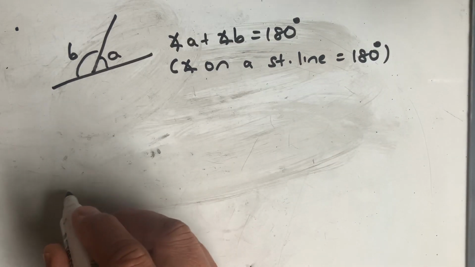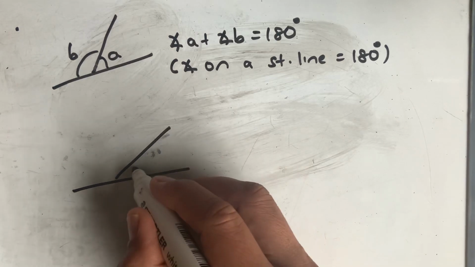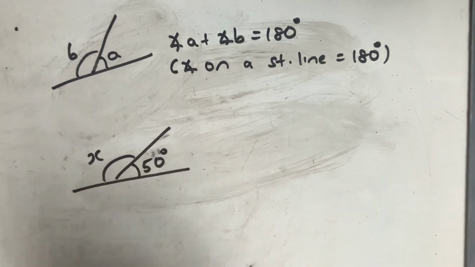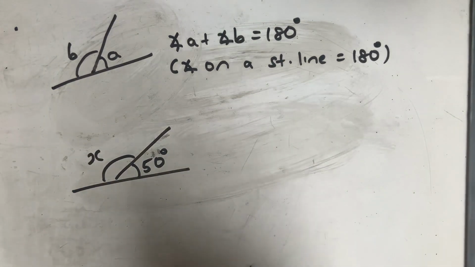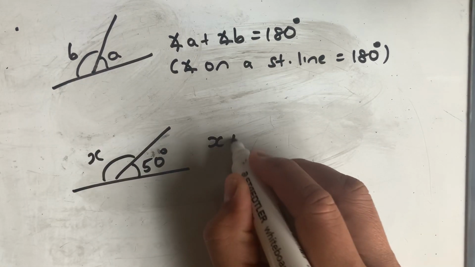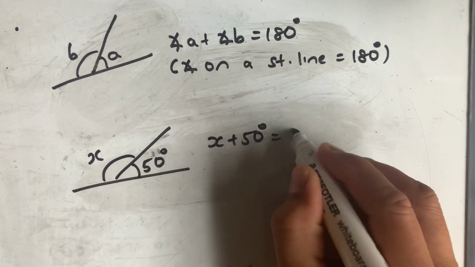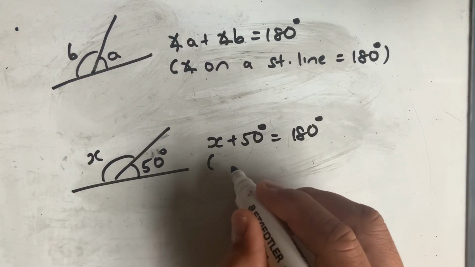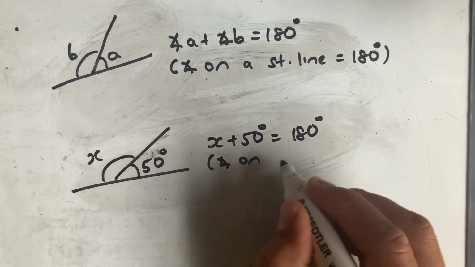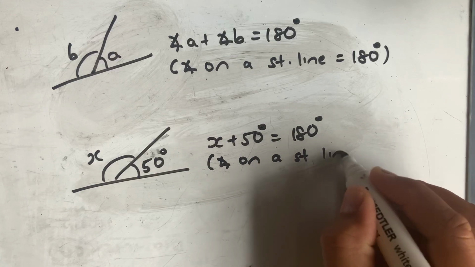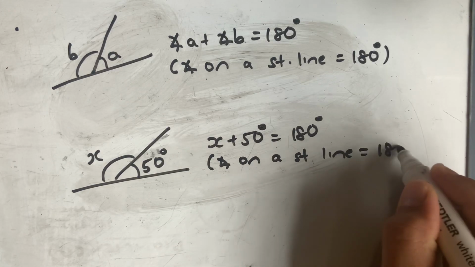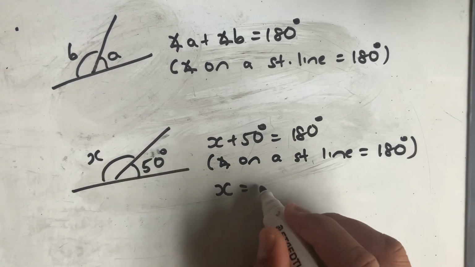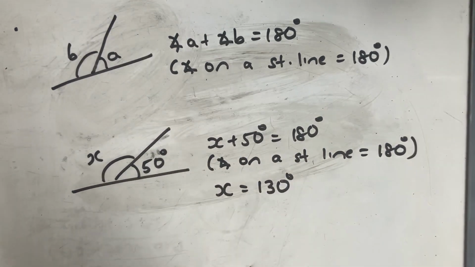So in the exam, if you have a straight line and you have 50 degrees and you want to find angle X, how will you do it? These two angles, X plus 50 degrees, must add up to 180 degrees. And you must give me the reason why you do that. It's called angle on a straight line, they must add up to 180 degrees. So using your calculation, X has to be 130 degrees.